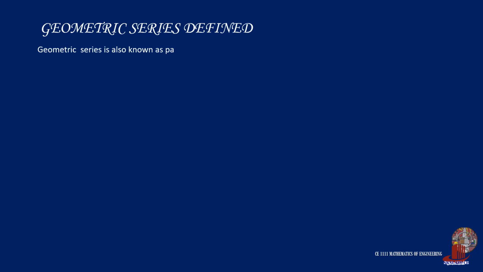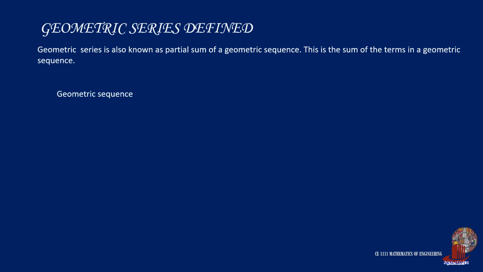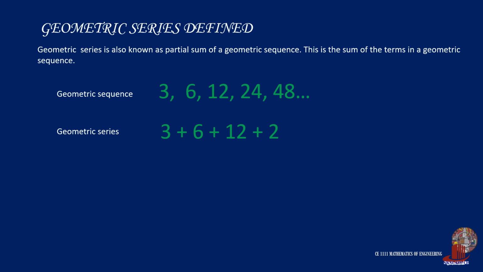Geometric series is also called partial sum of geometric sequence. In the geometric pattern 3, 6, 12, 24, and 48, the geometric series can be computed as 3 plus 6 plus 12 plus 24 and 48.